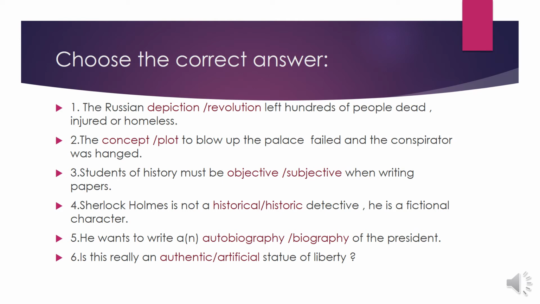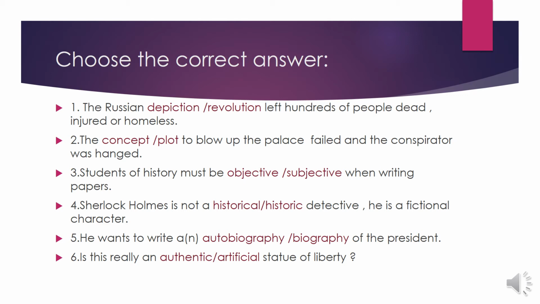Now with another exercise, please choose the correct answer. Number one, the Russian depiction or revolution left hundreds of people dead, injured or homeless. The answer is revolution. Number two, the concept or plot to blow up the palace failed and the conspirator was hanged. We have concept or plot. Blowing up the palace is an illegal or harmful act. So the answer is plot.